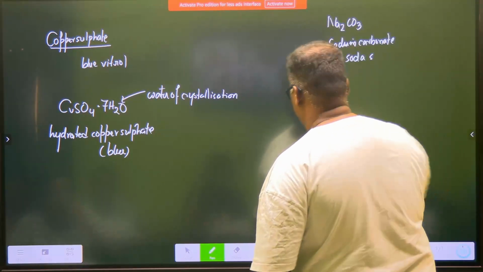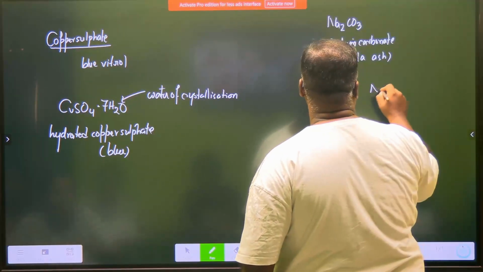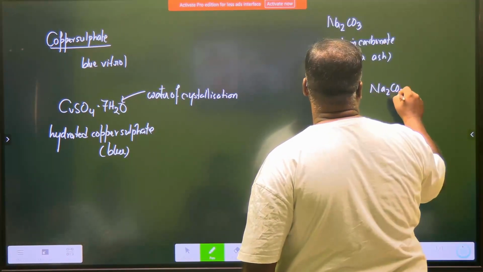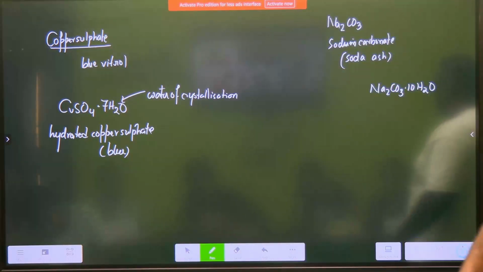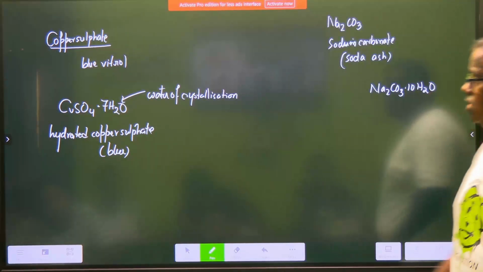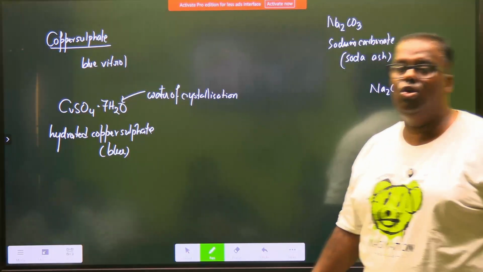Its trivial name is soda ash. If you want to know what is washing soda, that is Na2CO3.10H2O. This is washing soda. Both are sodium carbonate. This is called sodium carbonate hydrated. This is called sodium carbonate non-hydrated.